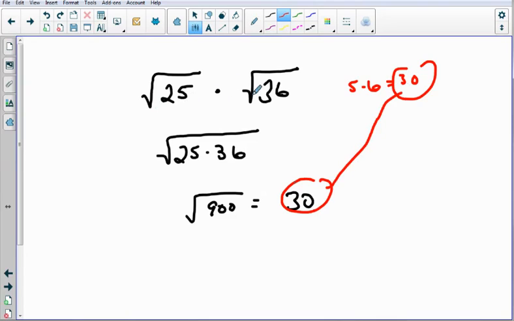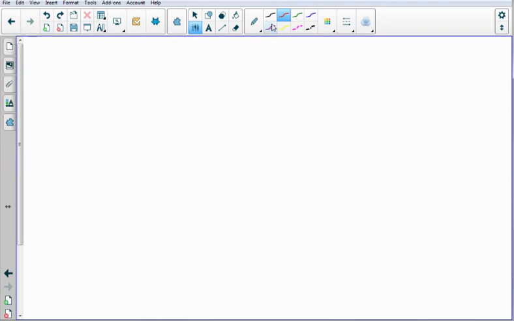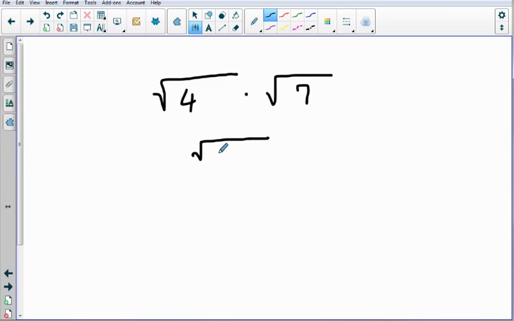These are perfect squares, so that's a little bit easier. Let's try one without perfect squares. Let's take the square root of, I don't know, the square root of 4 times the square root of 7. Now we know that's going to be 2 times the square root of 7. Let's go ahead and do it like this. We're going to say that's the square root of 4 times 7, which is the square root of 28.